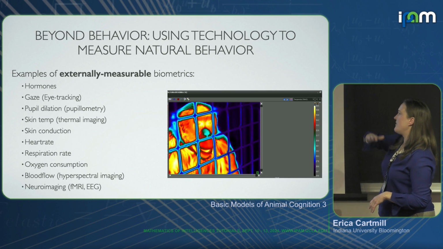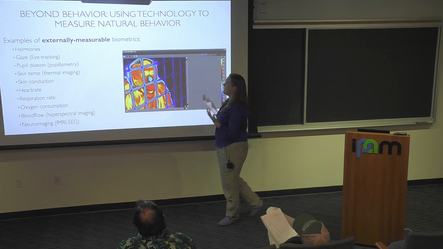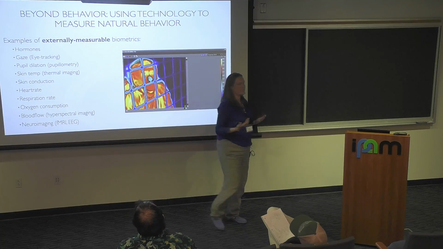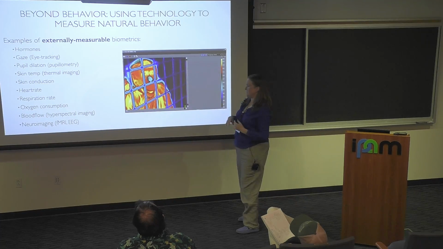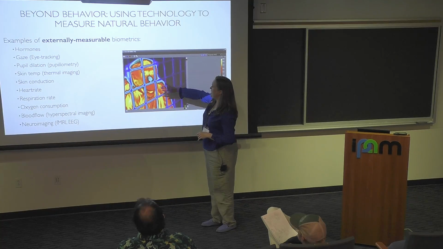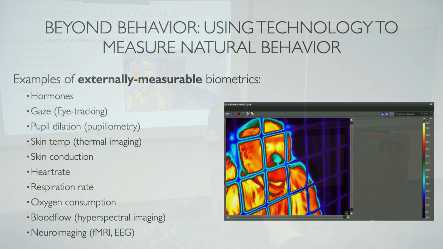I know we've had some nice discussion about neuroscience and different kinds of measurements that you can take internally. There are also a lot of biometric measures that you can take externally. This is from a study that I did looking at skin temperature as a measure of arousal. This is a bonobo, and he is watching someone else be tickled. And I have a grant right now on, and you're like, really? You're tickling apes and videotaping them? Yes, that is my life.